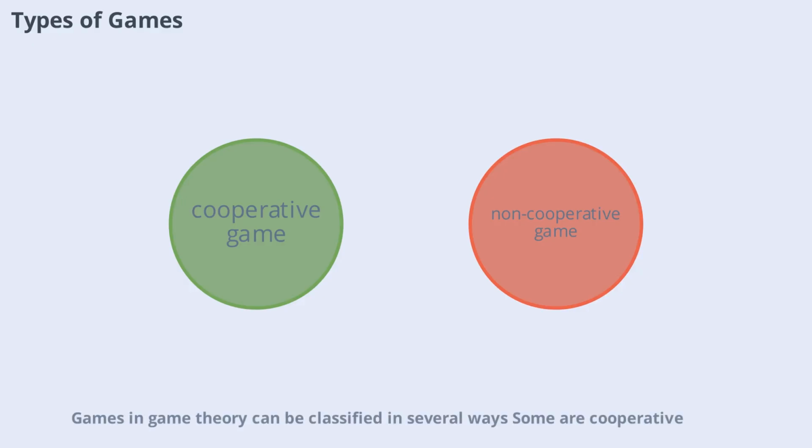Games in game theory can be classified in several ways. Some are cooperative, where players can form alliances and share rewards, while others are non-cooperative, with everyone acting in their own interest. Games can also be zero-sum, where one player's gain is another's loss, or non-zero-sum, where cooperation can benefit all. Understanding the type of game helps us choose the right strategies and anticipate the behavior of others.